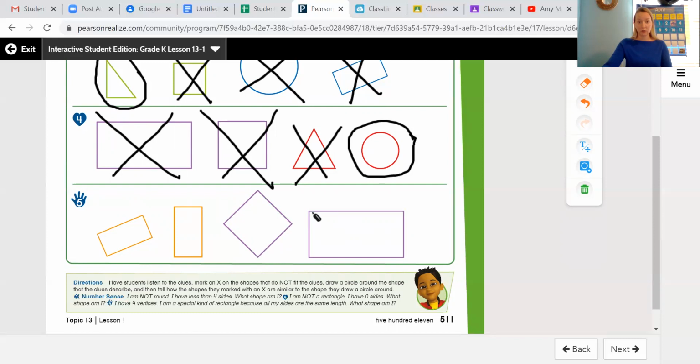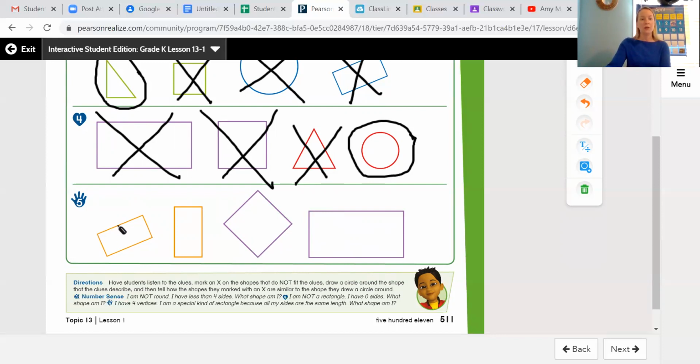Let's check out this last one. 1, 2, 3, 4. Can't cross that one out because he has 4 vertices. So the first clue, we can't cross any out. Let's look at our second clue. I am a special kind of rectangle because all my sides are the same length.